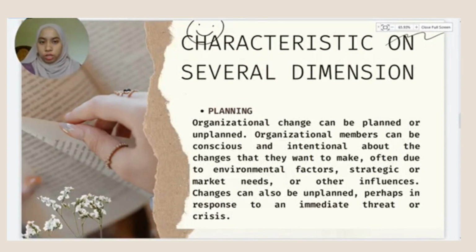Next is the characteristic on several dimension. For the characteristic, they got three point, which is the first one is planning. Organizational change can be planned or unplanned. Organizational member can be conscious and intentional about the change that they want to make, often due to environmental factor, strategic or market needs, or other influences. Change can also be unplanned, perhaps in response to an immediate threat or crisis.